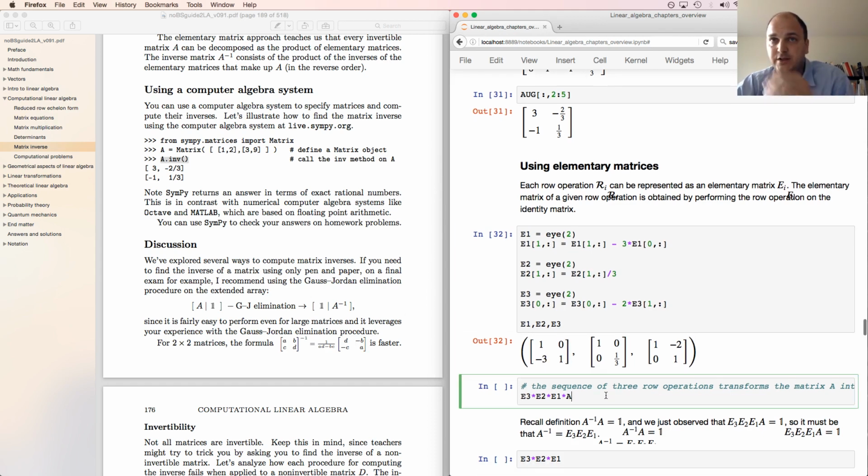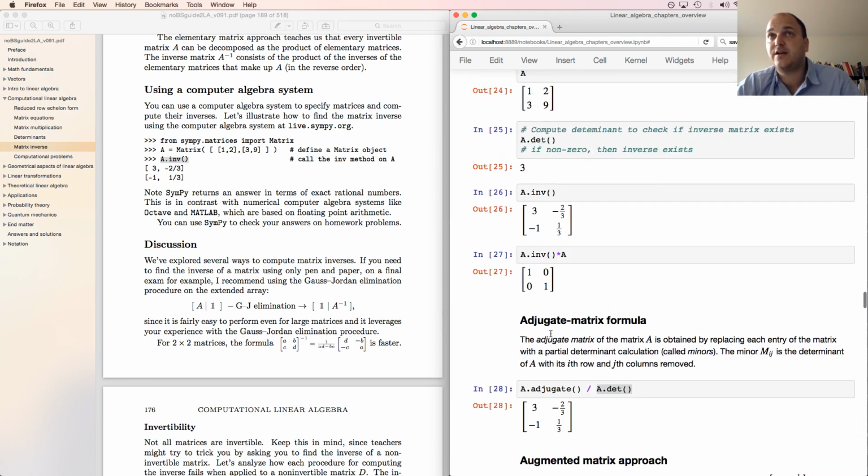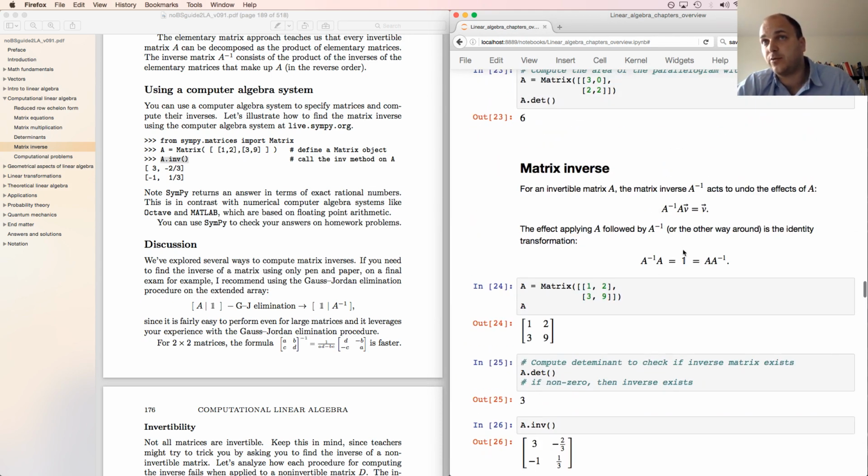You can read about it in the book, but let's see what happens here. These 3 elementary matrices acting on A produce the identity. And recall what we said in the definition of the inverse: the inverse is whatever multiplies A to give the identity.